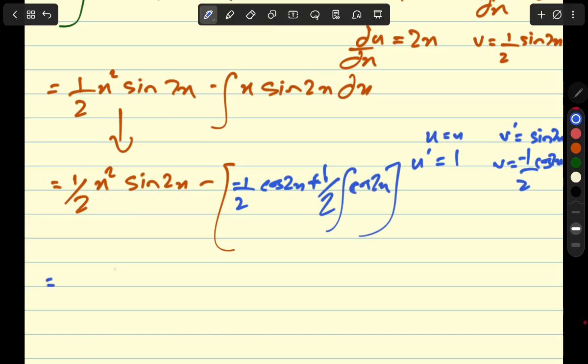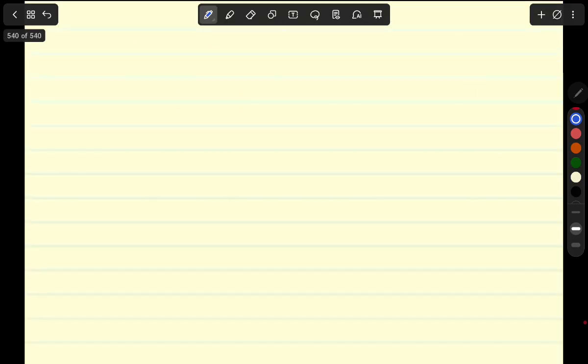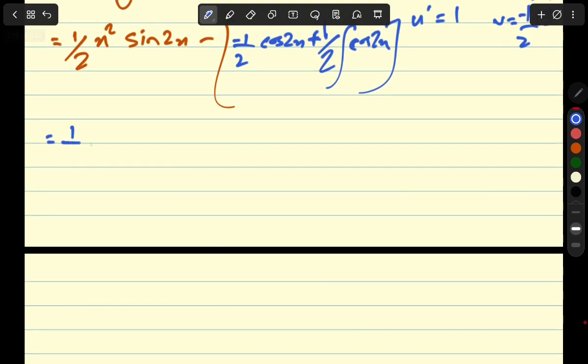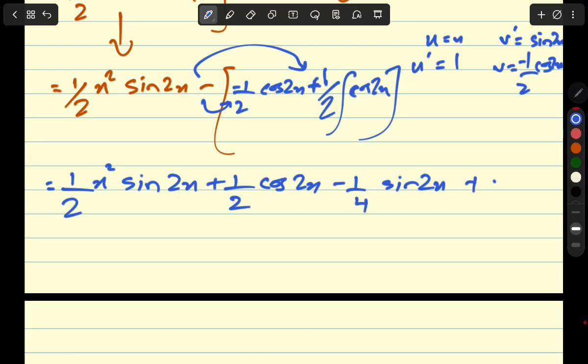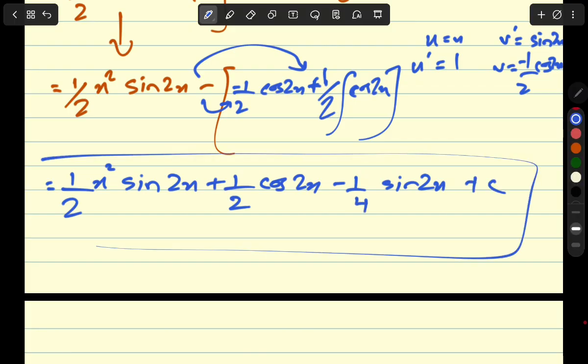So now this becomes, wait a second, let me just clean everything down. This becomes half x squared sine of 2x, this minus with this minus becomes a plus, plus half x cos of 2x, this minus with this plus becomes a minus, minus half integral of cos 2x, which is sine 2x over 2, so this becomes over 4, and then a constant of integration, and this right here is your answer. It is as simple as that.